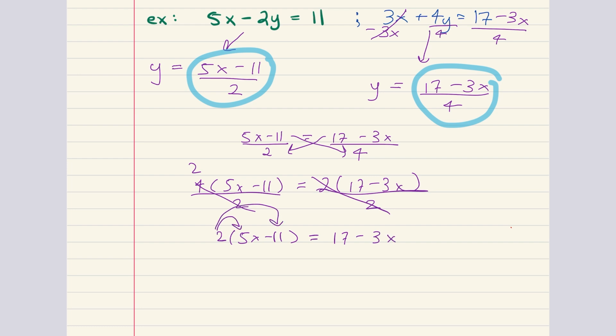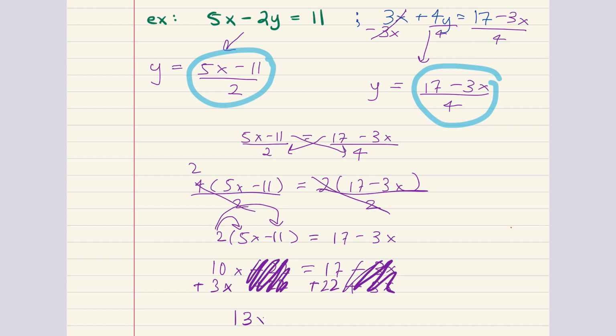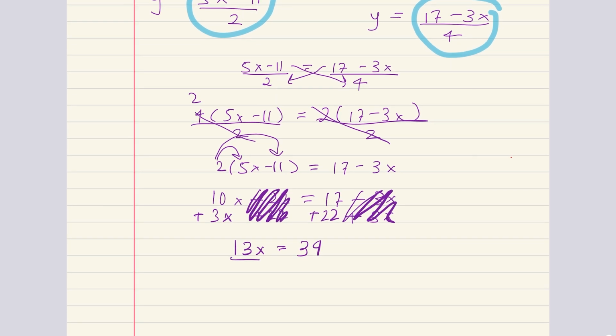Let's distribute this 2. This gets us 10x minus 22 is equal to 17 minus 3x. Now I'm going to add 3x to both sides so we can get rid of this term on the right. And then I'm going to add 22 to both sides so I can get rid of this term on the left. This leaves us with 13x is equal to 39. And if we go ahead and divide both sides by 13, we get that x is equal to 3.